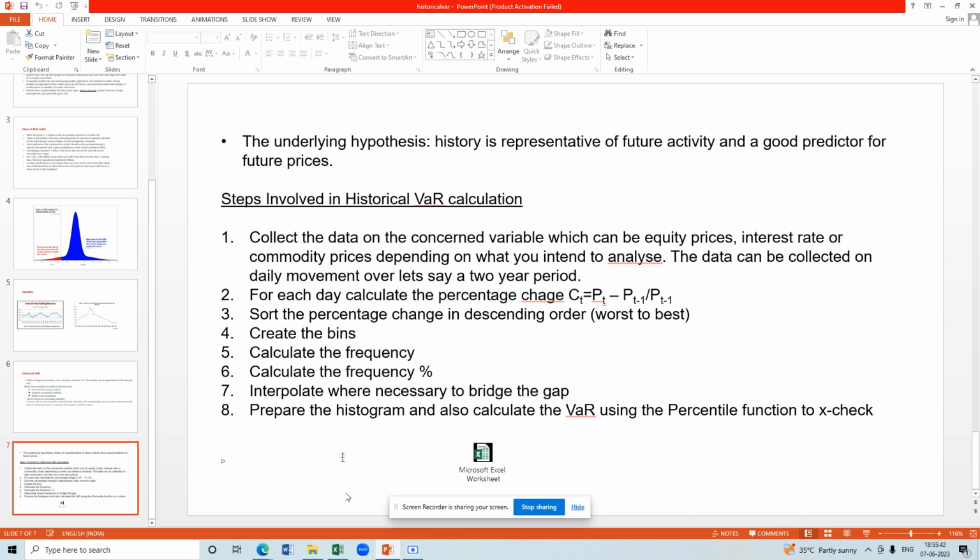Now I'll explain to you in the worksheet what exactly is meant by bins, because they logically lead to calculation of the frequency which is used for building the histogram. Having calculated the frequency for certain bin intervals, you can calculate the frequency percentage and interpolate the data where necessary, which I'll show you what it means in the worksheet. And then you can finally calculate the VAR and put it on the histogram. And you can also use the percentile function in Excel to cross check whether your frequency table and method of calculation is accurate.